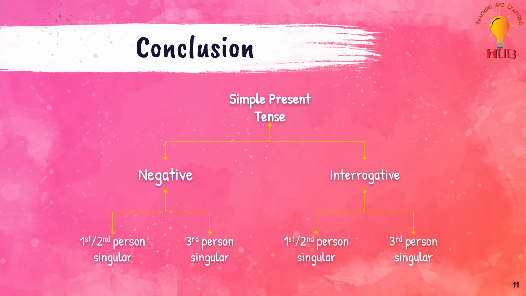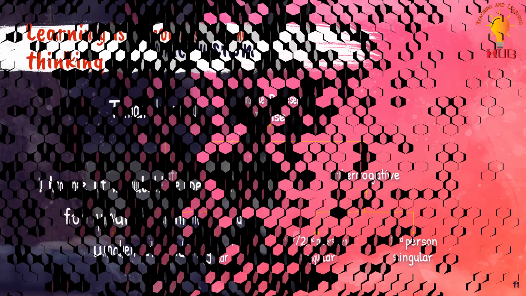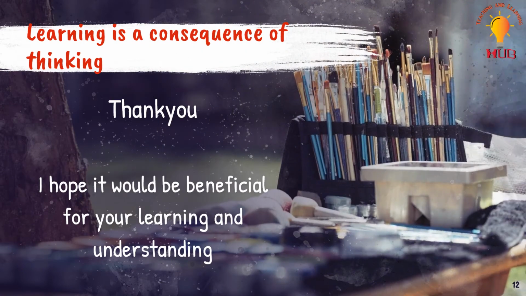We have learned in this video about simple present tense, the negative, first and second person singular, third person singular, interrogative for first and second person singular, for third person singular. Learning is a consequence of thinking.